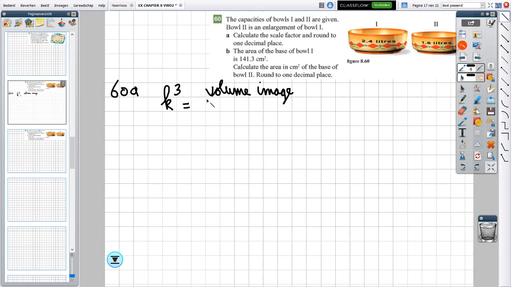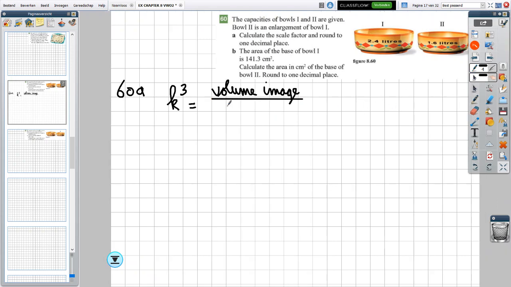Let's make this a bit fancy. And divide it by the volume of the object. The image is the new one, 1.6. Object is the old one, 2.4. Right? And this has to be k to the third because we're dividing volumes. So you don't get, for example, k in one go this way. And if you divide those, that gives us the very nice number of 0.667, etc. Or 2/3, close to say.